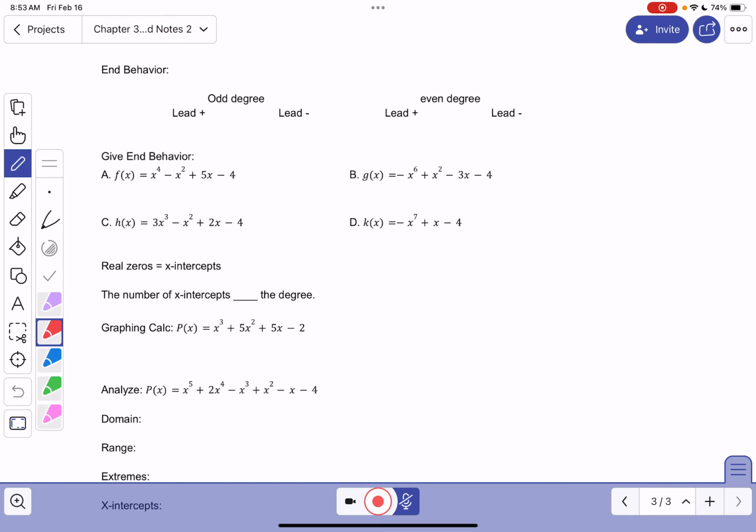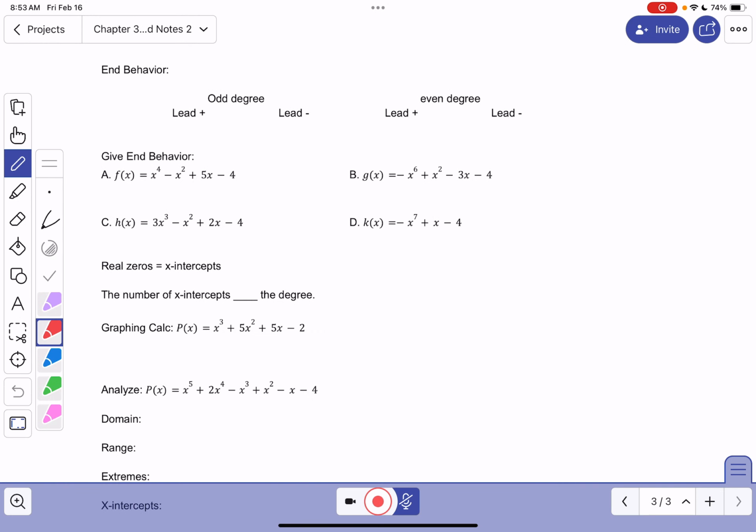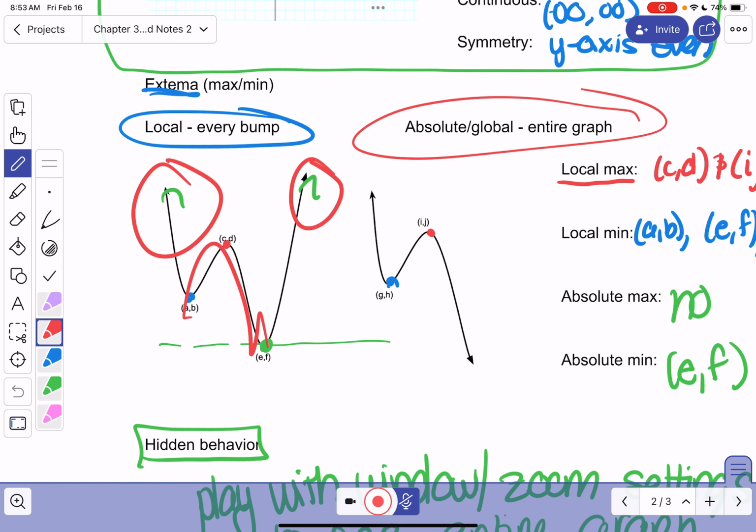End behavior is just looking at the ends of the graph. We don't care about the middle. We don't care about any of these bumps. We only care about the ends.